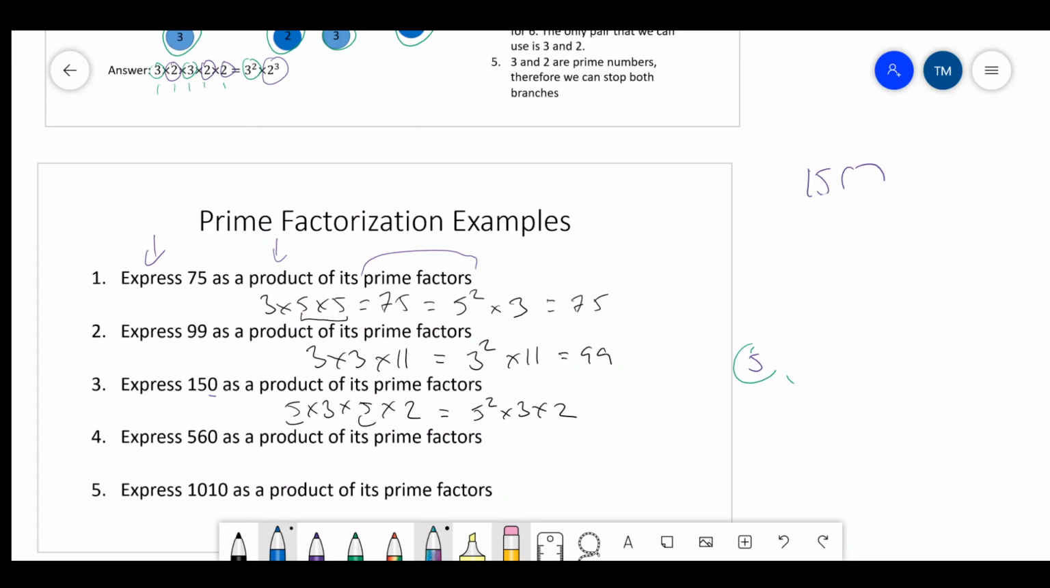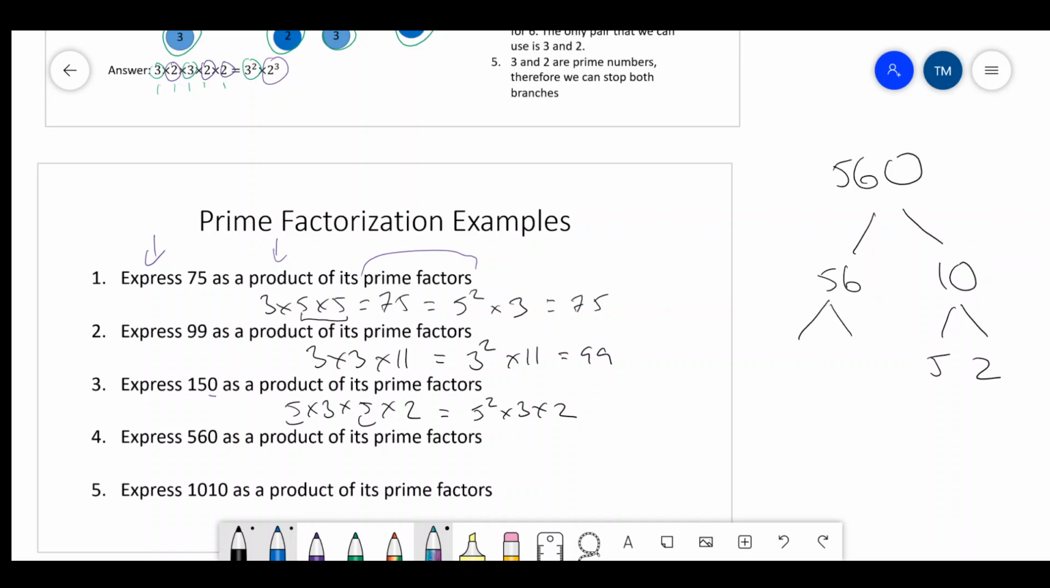The next one is 560. 560 as a product of its prime factors. So 560, if we go to break it down, we've got 56 and 10, because we can divide by 10. We know from the previous one that 10 can be made up of 5 and 2, but how can we make up 56? Well, in this case I've used 8 times 7, so 8 times 7 is 56, and then let's highlight the prime numbers that we have so far.